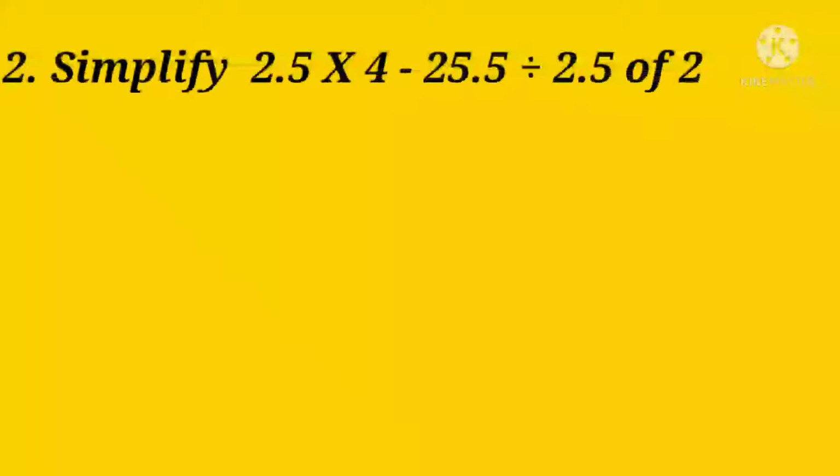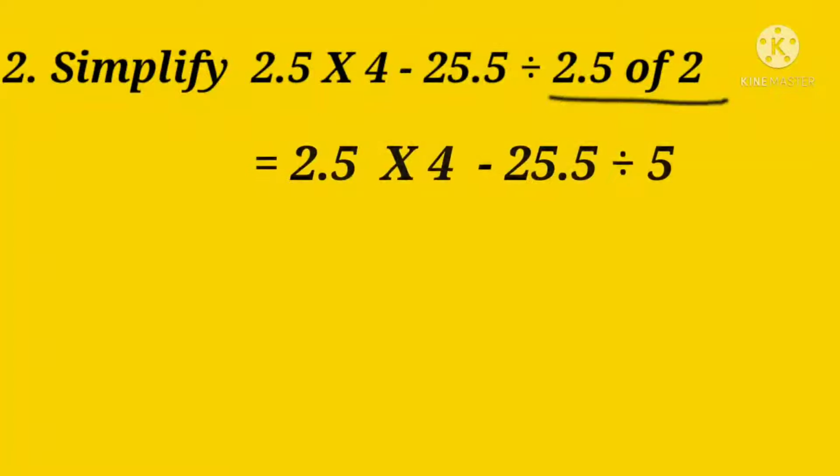Second example is simplify 2.5 into 4 minus 25.5 divided by 2.5 of 2. In this sum, we have to use the rule of ODMAS. So we will first operate of, and other numbers we will note down as it is. So we get 2.5 into 4 minus 25.5 divided by 5.